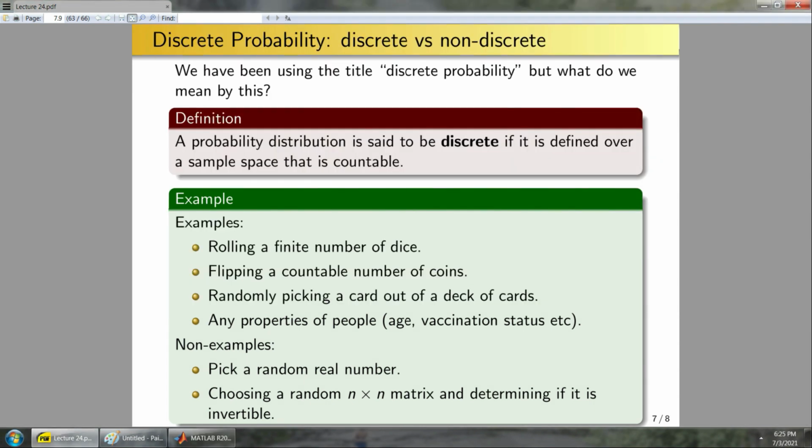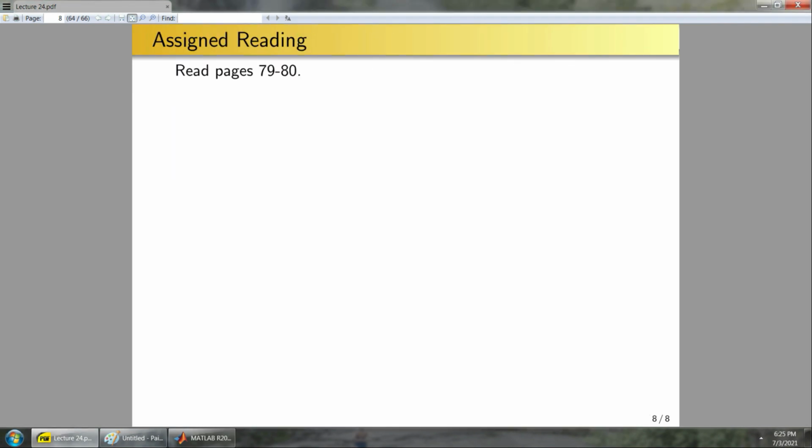Okay, so for your assigned reading, I want you to read pages 79 through 80. The main thing I want you to understand from these two sections are those definitions and the basic idea of what probability is, what probability distribution functions do, what those axioms are, and just the nomenclature that we'll start using for the rest of this course.